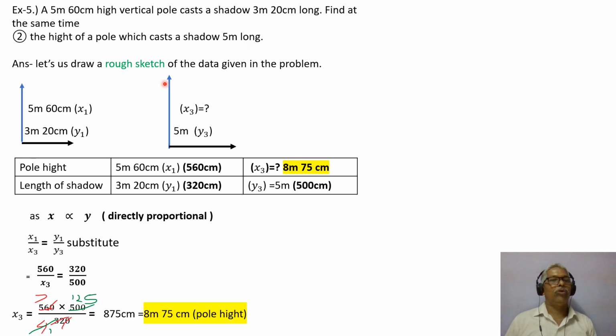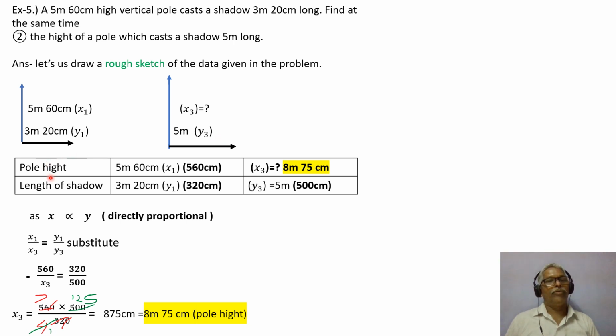Very simple now. We have prepared this rough sketch in the previous one. This sketch will be the same as the previous one. Only this will change. We have taken x3 for this, and this is the pole. We have to find out x3, the height of the pole. y3 is given as 5 meters.